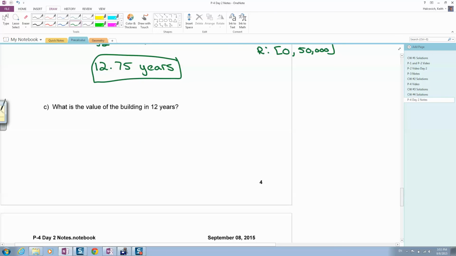What was the value of the building in 12 years? So notice, x equals 12. So now we know the x value. So we're given x equals 12, and we want to find y. So this is where we're going to hit trace, and then 12, enter. And it's going to give us our answer.